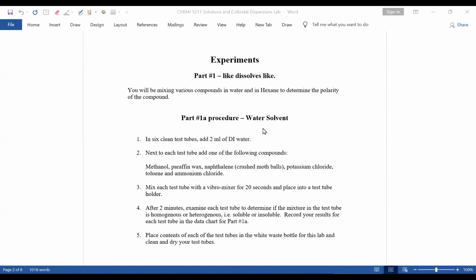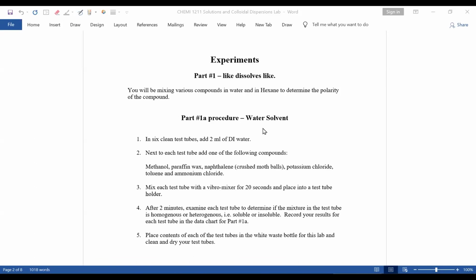Now, in part 1A, you're going to be using water as the solvent. And what you'll do if you were in the lab, you take 6 clean test tubes, each one add 2 milliliters of water. DI means deionized water, which is what we use in the lab. Next to each test tube, add a small amount of the following compounds: methanol, paraffin wax, naphthalene, which is just mothballs that are crushed. Mothballs are really naphthalene, potassium chloride, toluene, and ammonium chloride.